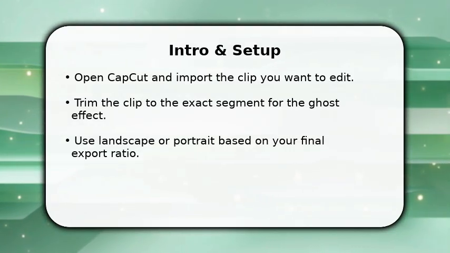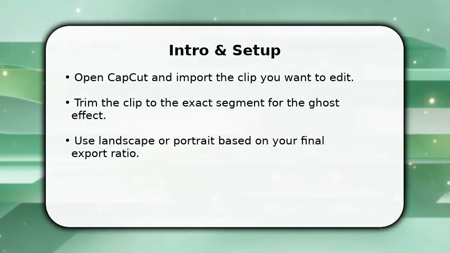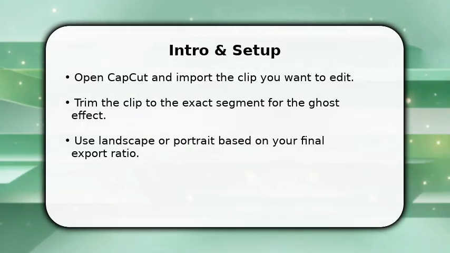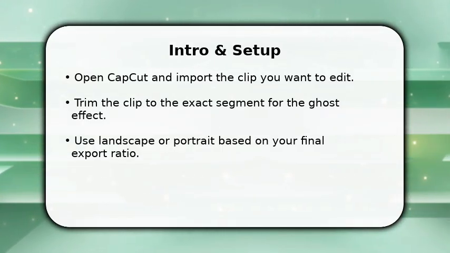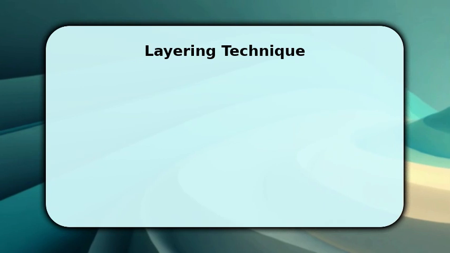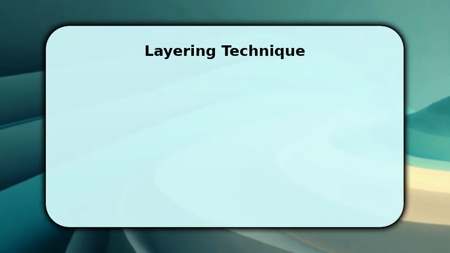Keep motion smooth by adding a slight blur and easing keyframes. Preview at full speed and adjust timing until the ghost looks natural and intentional for your story. Begin by duplicating your main clip 1 to 3 times to control intensity.